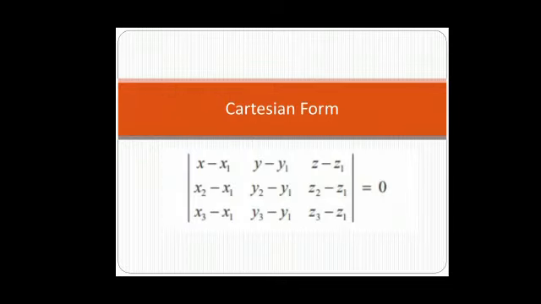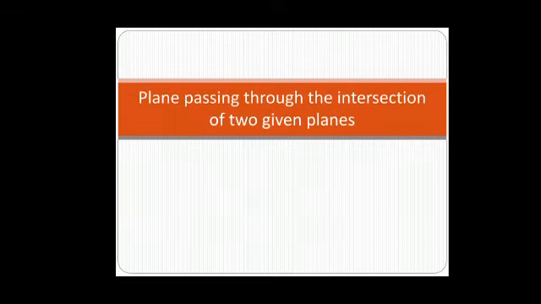The Cartesian form of the same equation is given in the determinant form, that is, x minus x1, y minus y1, z minus z1, and respectively with x2 and x1, and x3 and x1, and the determinant is equal to 0. This is the Cartesian form of a plane passing through three non-collinear points. Now let us see the plane passing through the intersection of two given planes. Let us see the equation of this.